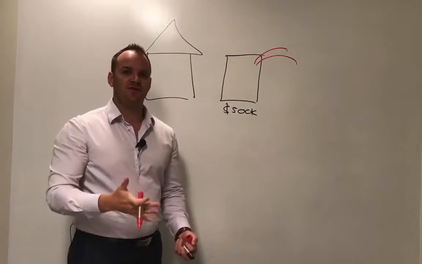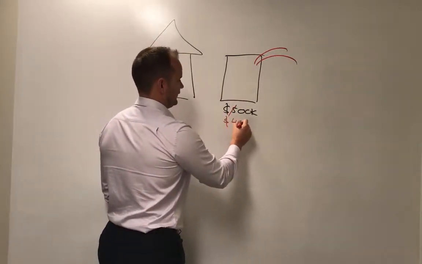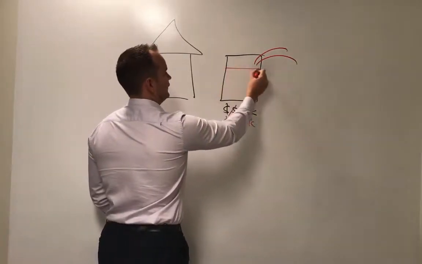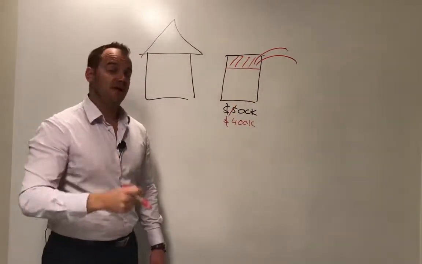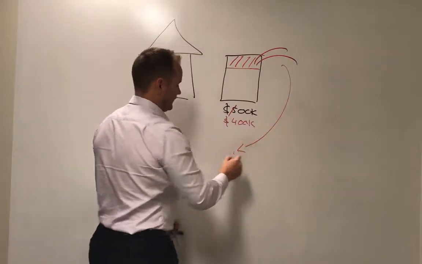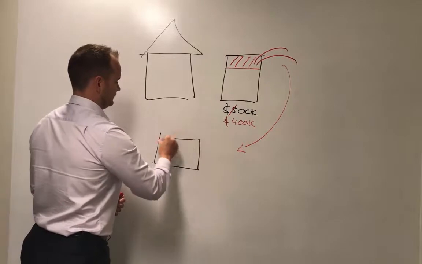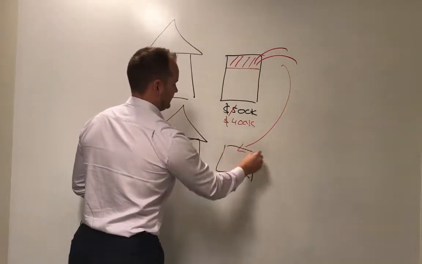So fast forward a few years, let's say that you've paid $100,000 off your home loan, and the balance is now $400,000. So there's $100,000 now in your redraw. So what will happen is you'll take that redraw money and use that as the deposit for your next house, and then you'll get another loan attached to that house.